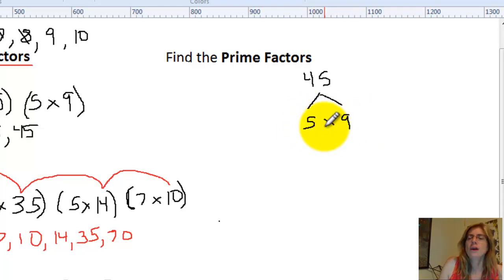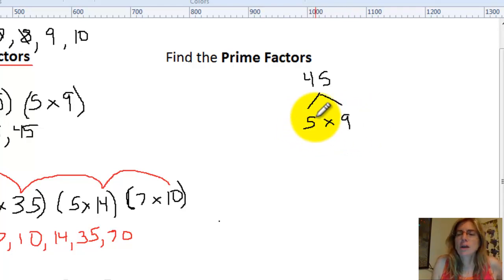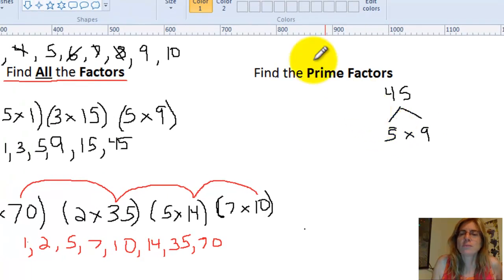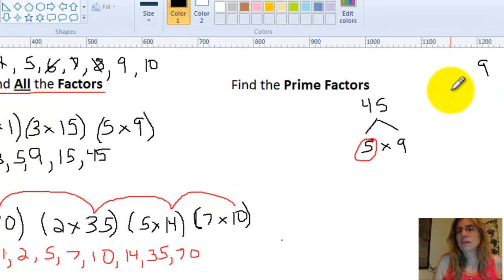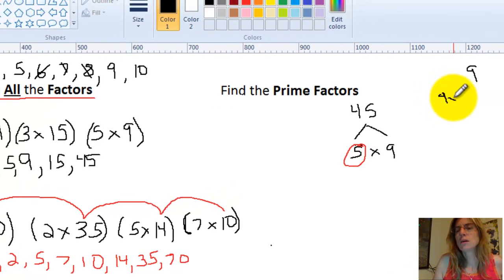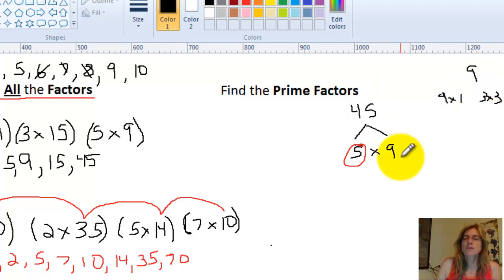Okay, and I look at those 2 factors I've created and I realize, okay, one is a prime number. I'm going to circle the prime number. This is not a prime number. Remember, a prime number has only 2 factors, itself and 1. 9, really quick, has 9 times 1 and 3 times 3. So it is not a prime number. You still have to break this one down.